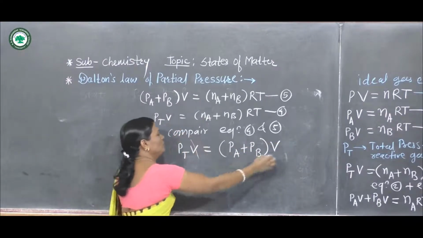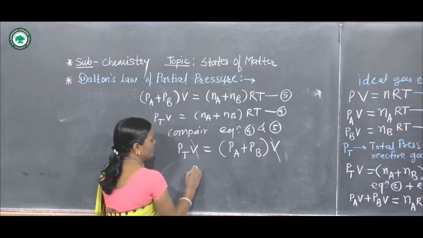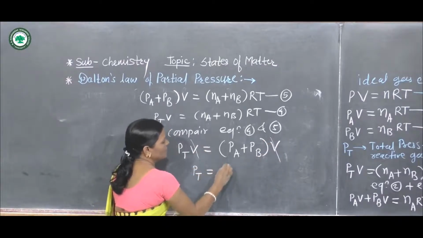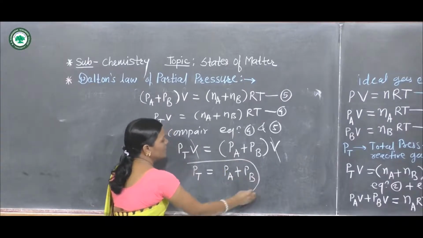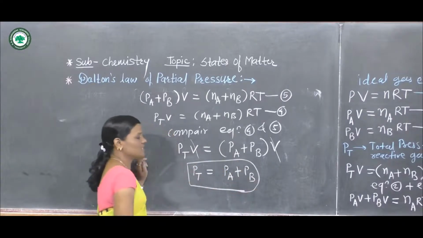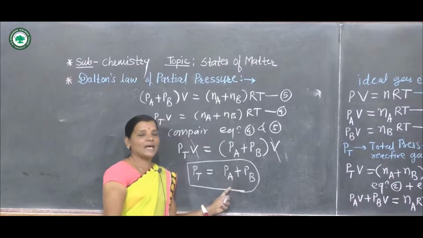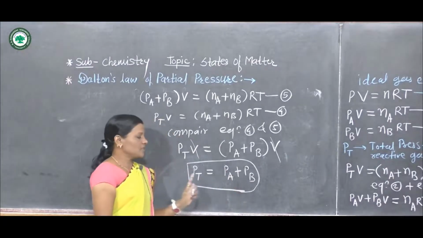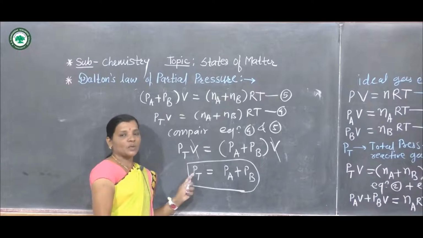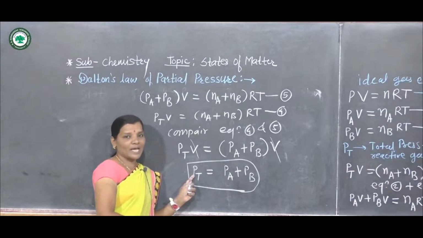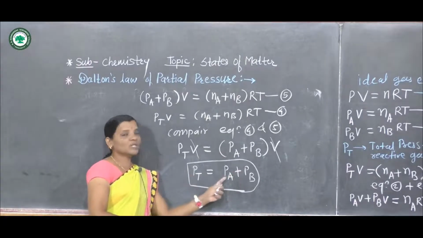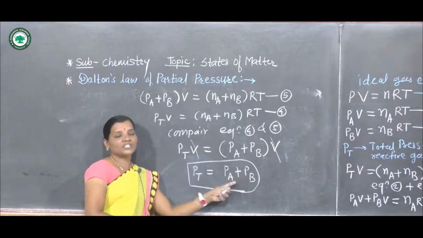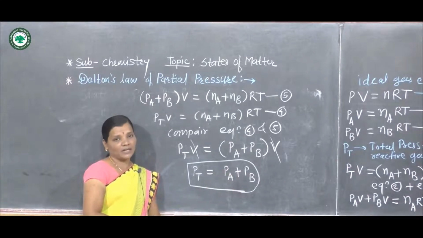Here volume will get cancelled, and here we'll get PT is equal to PA plus PB, and here Dalton's law is satisfied for the binary mixture of gases A and B. This Dalton's law says that total pressure of mixture of non-reactive gases, if that is taken in a container, is equal to the sum of partial pressures of individual gases in the container.